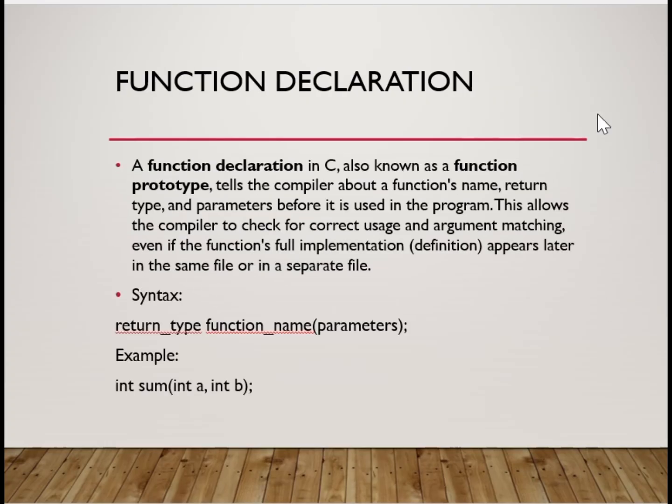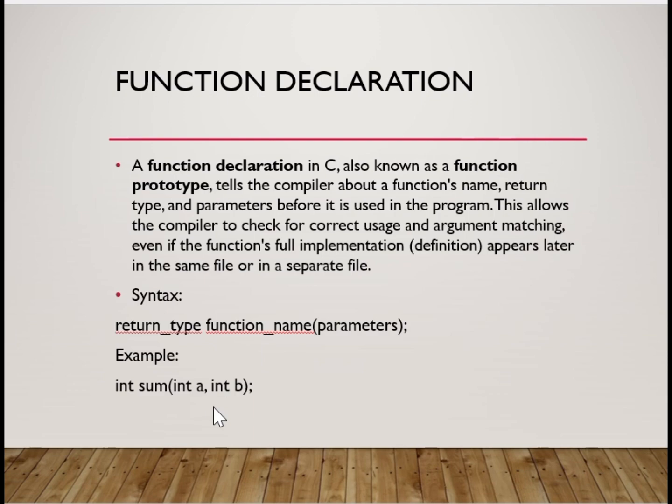So let's see function declaration. Let's understand function declaration in detail. Function declaration tells the compiler about the function before it is used in the program. This helps the compiler check whether the function is being used correctly. The syntax is return type, function name, parameters.